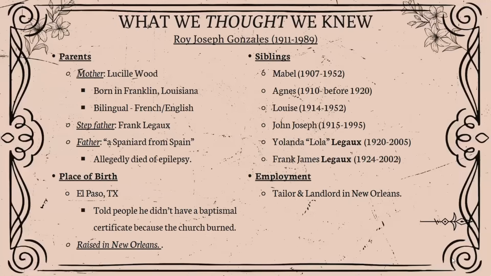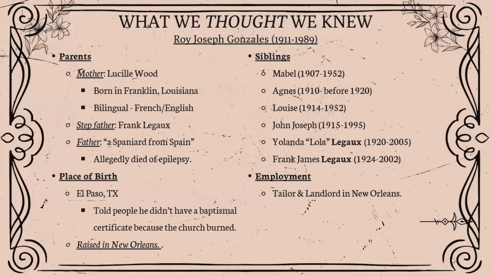So this is what we thought we knew about him. He was born in 1911. He passed away in 1989. His mother was a lady named Lucille Wood. She said that she was born in Franklin, Louisiana, which is in St. Mary Parish. She was bilingual in French and English. My mother called it Cajun French. Looking back, I think it was more like a Creole French.